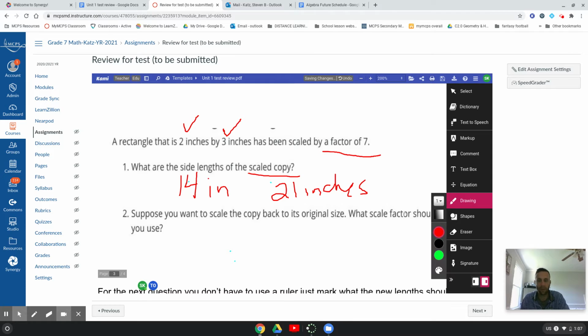Suppose you want to scale it back to its original size. So it's now 14 and 21, but you want to go backwards to 2 and 3. Remember, we talked about in class that the opposite of multiplying by 7 is dividing by 7.